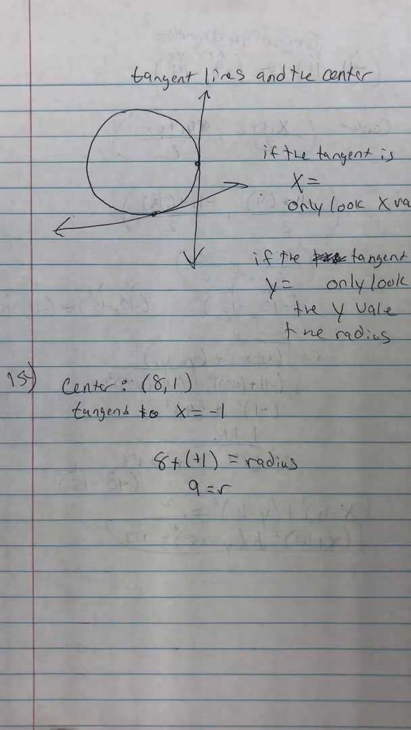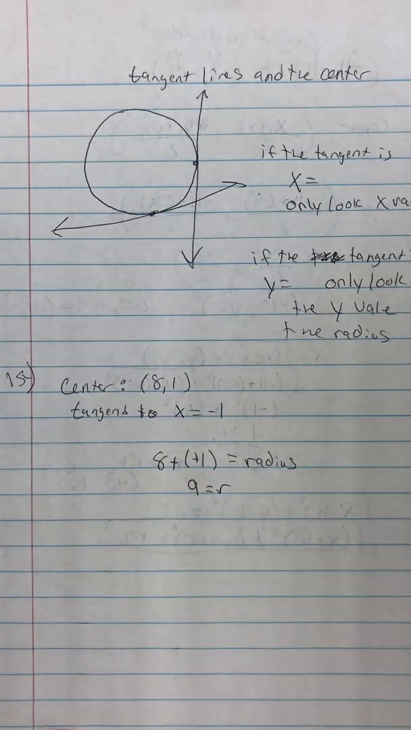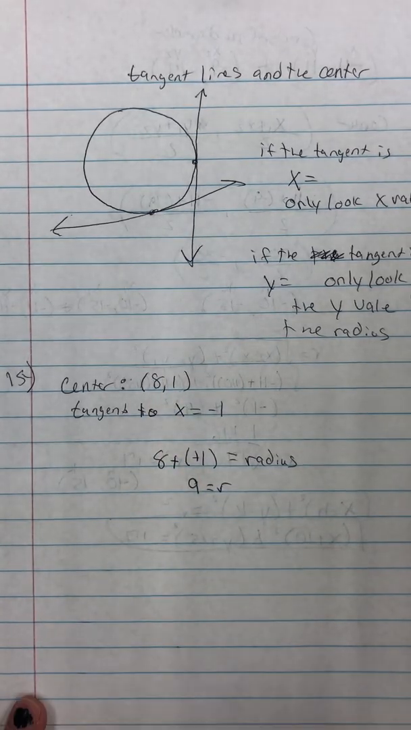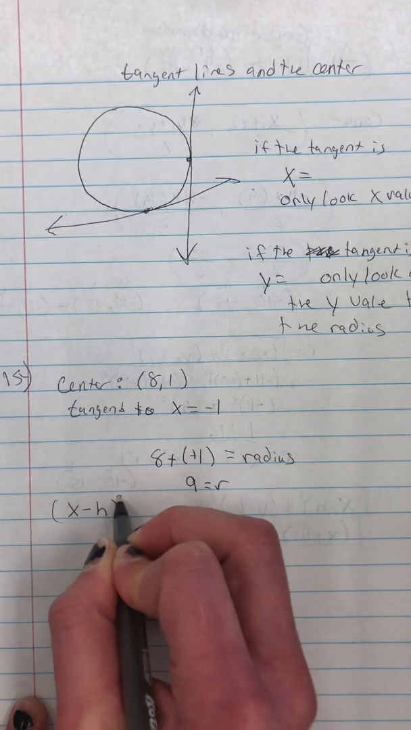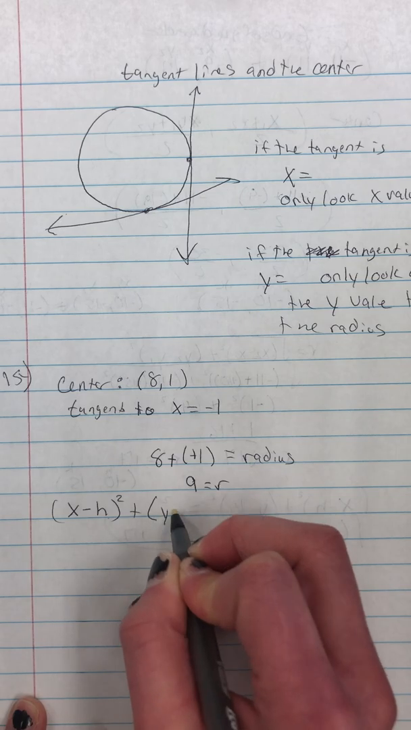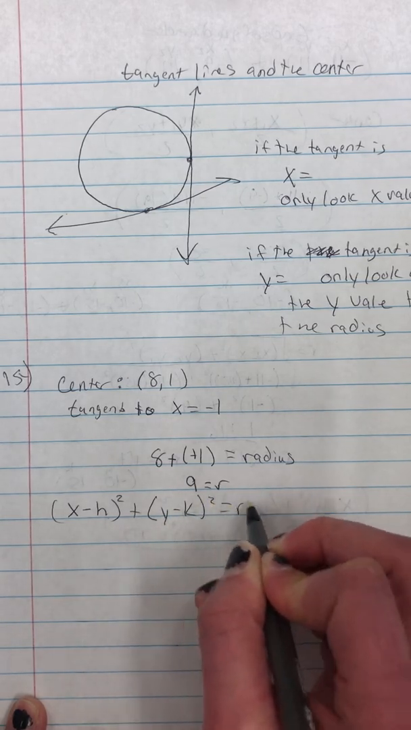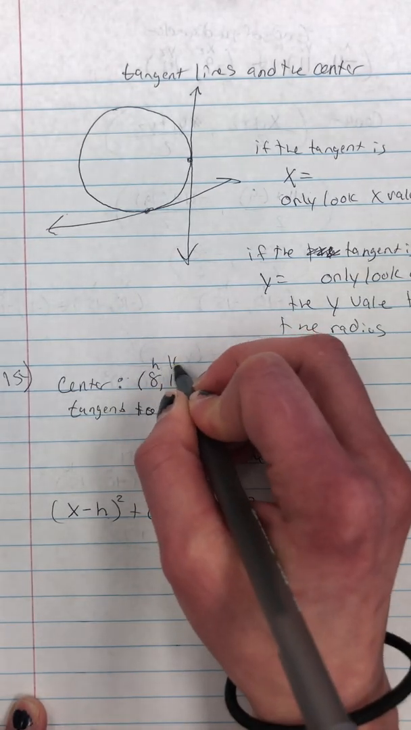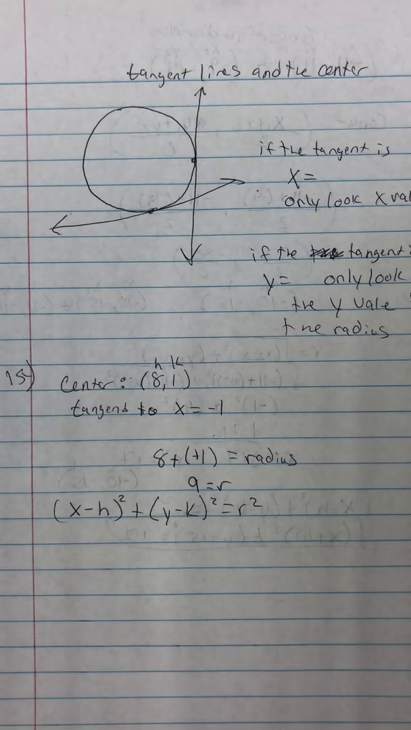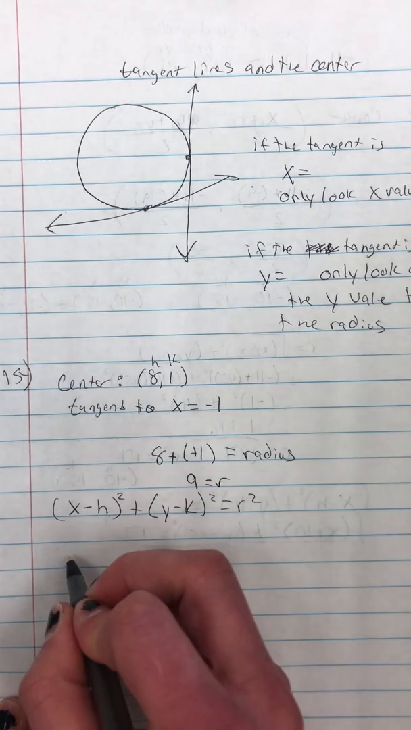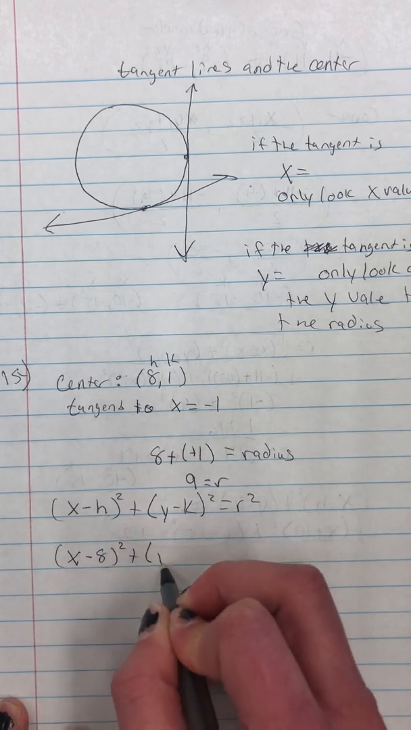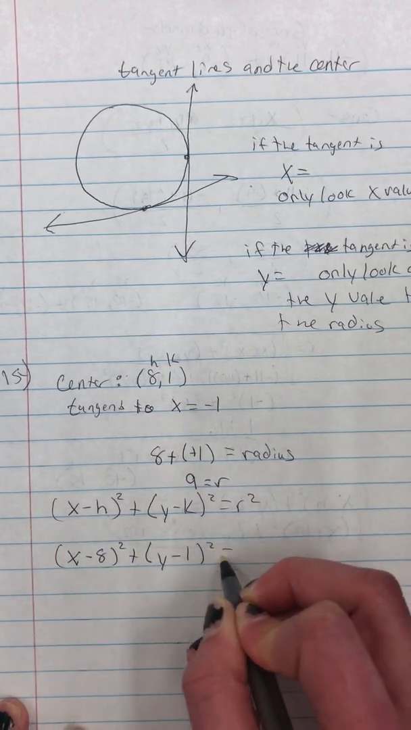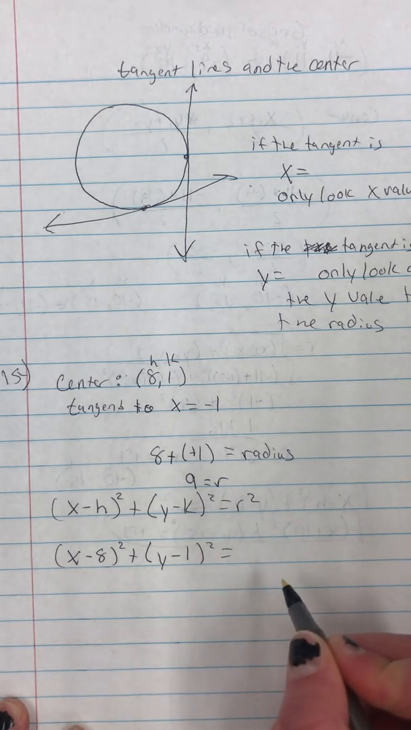That is our radius. We know what the center is, we know what our radius is. We just need to plug it into our formula. x minus h, quantity squared, plus y minus k, quantity squared, equals r squared, h and k being the x and y values of the center. We're going to do x minus 8 squared plus y minus 1, quantity squared, equals 9 squared.